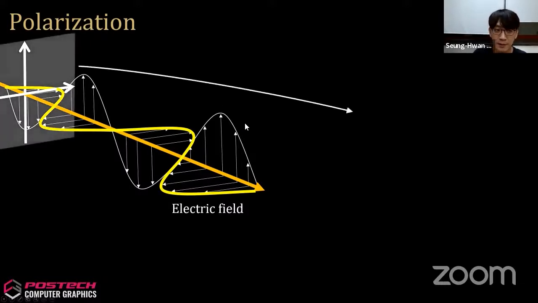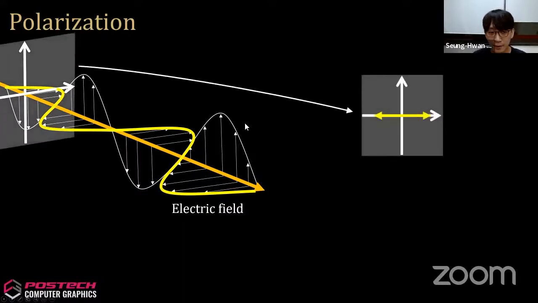Specifically, if we draw a tangent plane with respect to the direction of light propagation, and project this electric field's oscillation pattern onto this plane, it gives you some oscillation pattern in 2D. This 2D oscillation pattern is polarization, and it could be linear polarization, circular polarization, elliptical polarization, and so on.